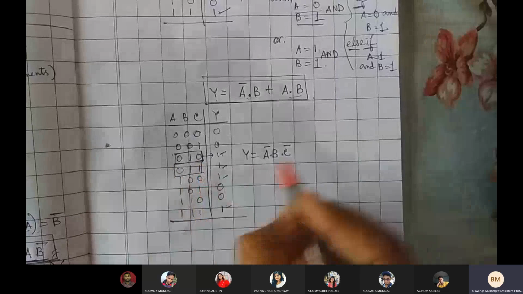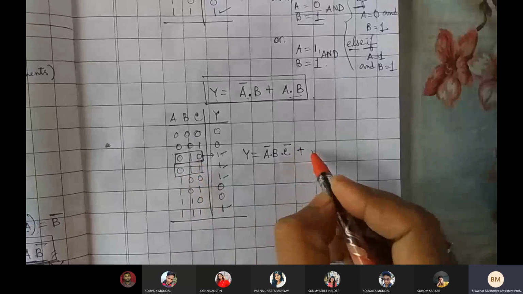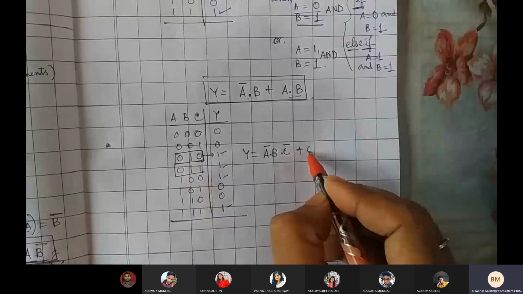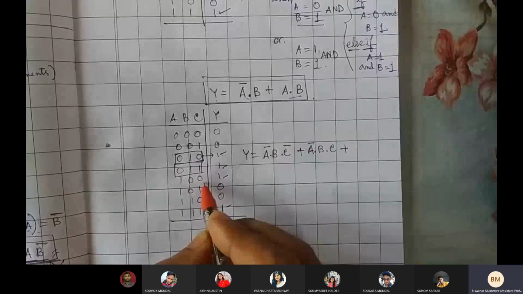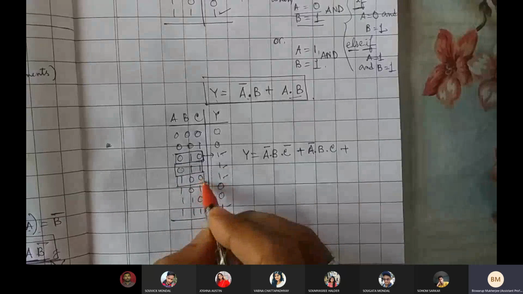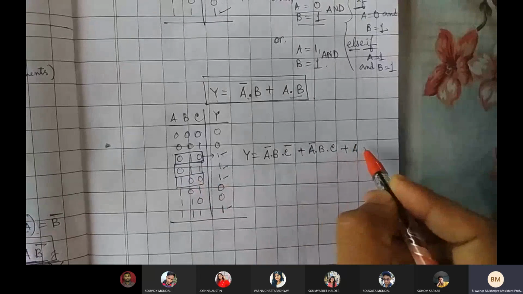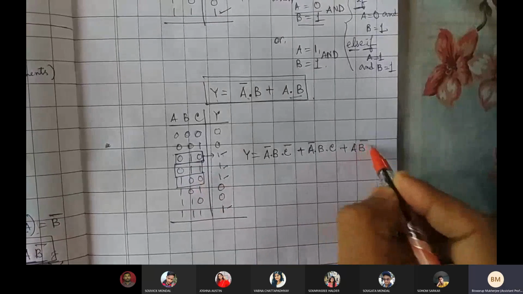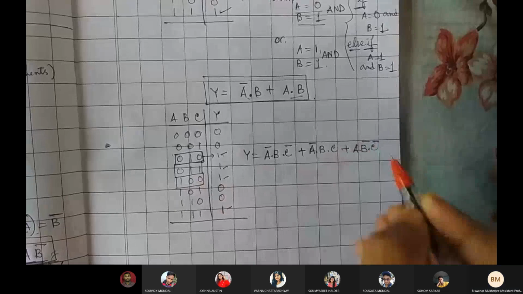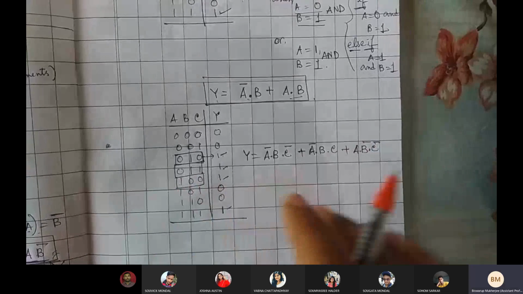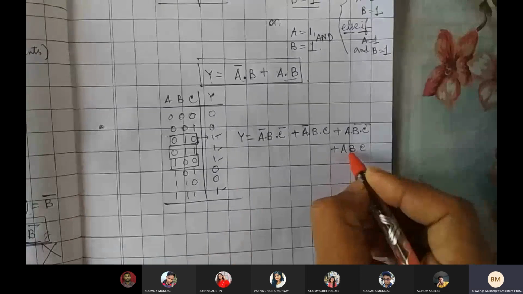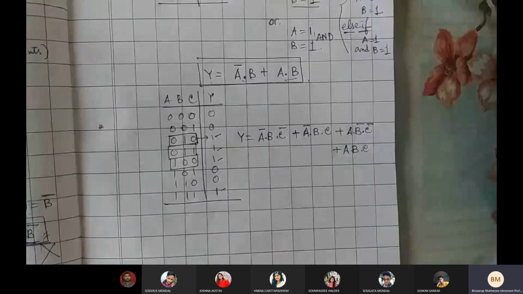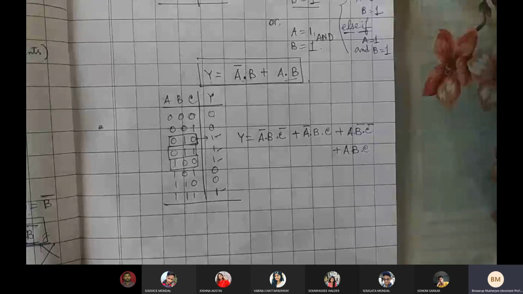Next one is 0 1 1, plus 0 1 1 means it is a bar dot B dot C. The third one is 1 0 0, so that is A B bar C bar, right? Because B and C both are 0 and A value is 1, and the last one is plus A B C. So in this way we can write down the expression as it is. Similarly for 4 variables you can do the same thing.